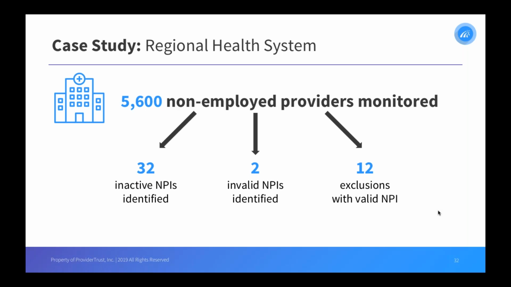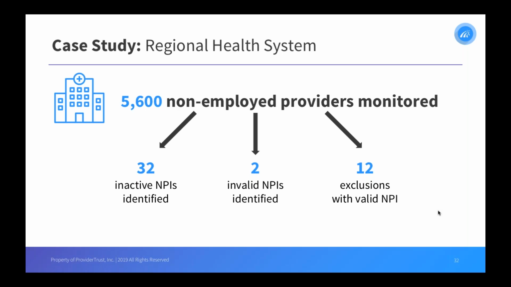So right off the bat, we found that of the NPIs they had in their system, 32 of them were inactive NPIs. That means that for a practitioner in their system, the affiliated NPI number was either not accurate or it wasn't active, which creates a problem in and of itself, right? Two of them we found weren't even valid NPI numbers at all. They weren't in the system. They didn't match any NPI number that was in the NEPS or NPES system.